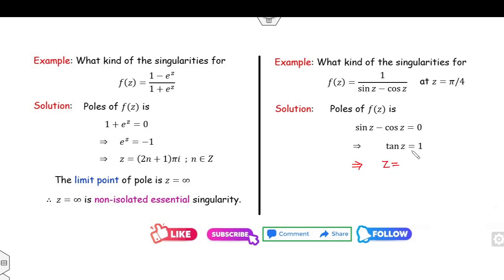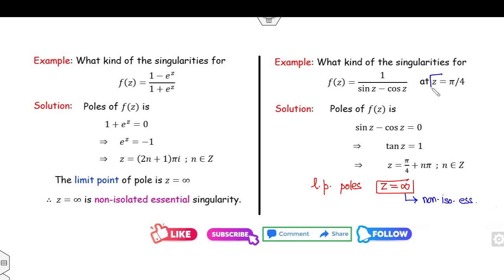So can you find the value of z? It is pi over 4 plus n pi, where n is an integer. Fine. Again, it forms sequences. Can you find the limit point of the pole? As n approaches infinity, that goes to infinity. This means z equal to infinity is my non-isolated essential singularity.